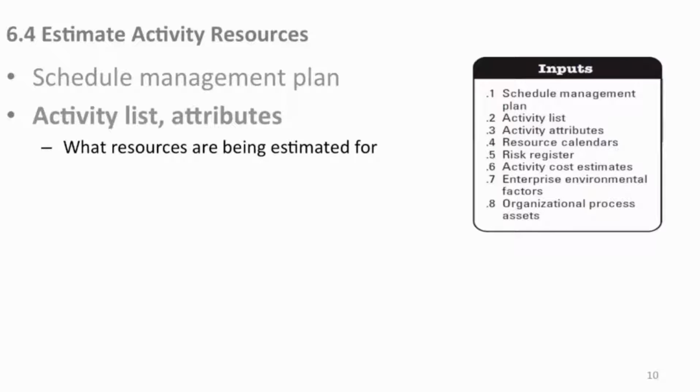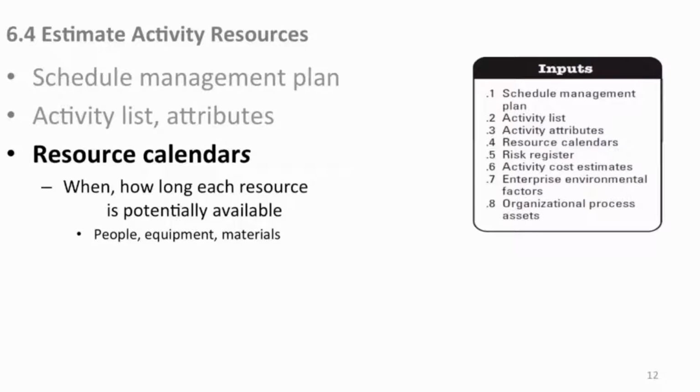For our purposes here, we're going to use this activity list to determine what resources we're estimating for. And again, our resource calendars: when and how long each resource is going to be potentially available. And the word potentially is in there because this isn't fixed in time. It'll morph, it'll change. We need to keep this fresh, and that's our job. And again, people, equipment, materials, all types of resources.